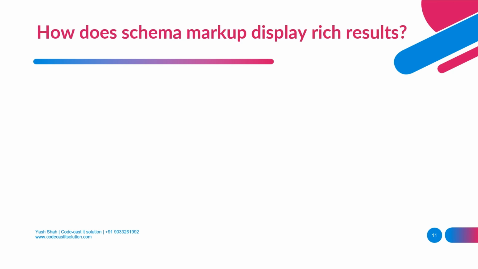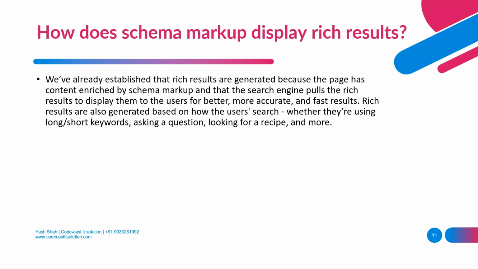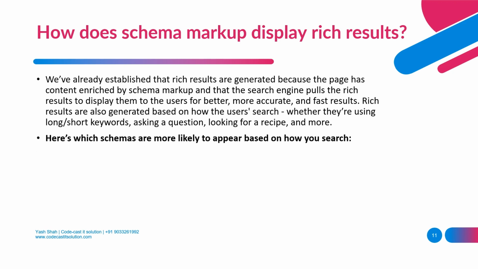We've already established that rich results are generated because the page has content enriched by schema markup, and that the search engine pulls the rich results to display them to the users for better, more accurate, and fast results. Rich results are also generated based on how the users search, whether they're using long, short keywords, asking a question, looking for a recipe, and more.